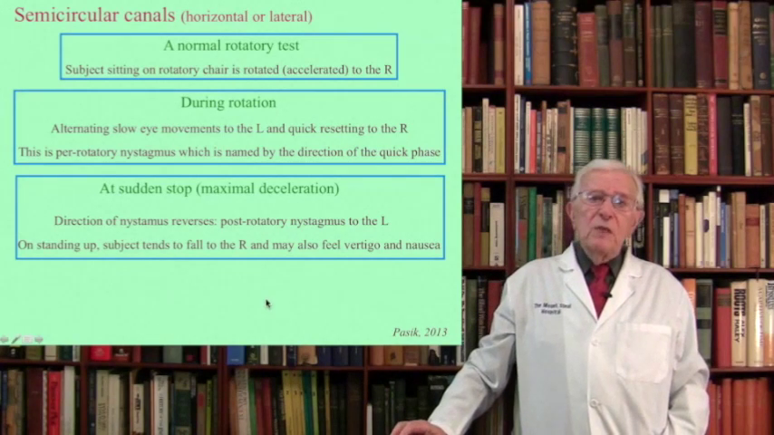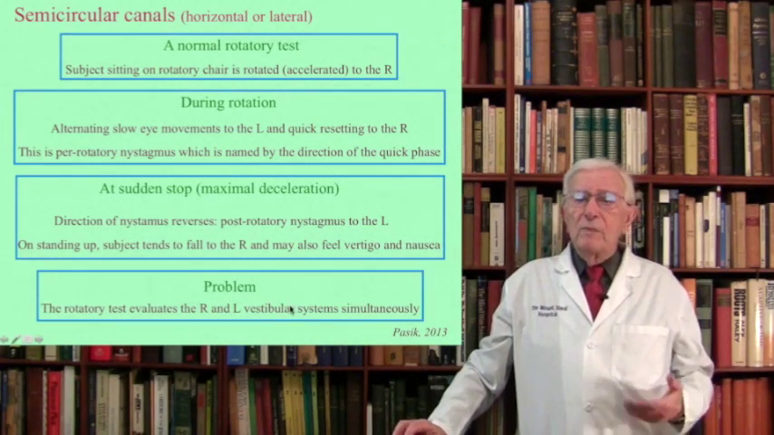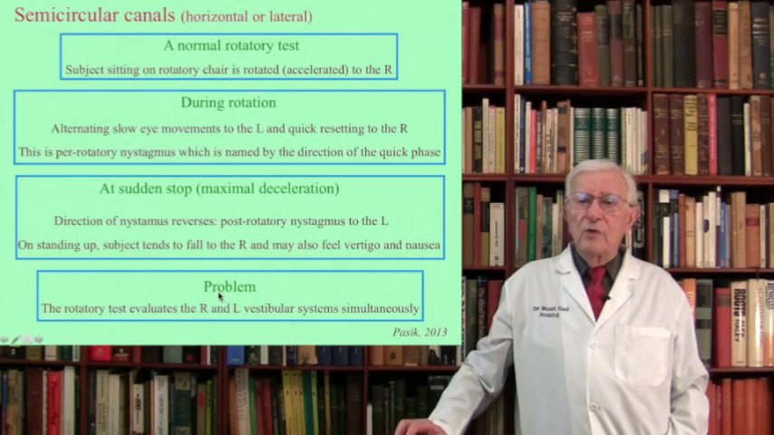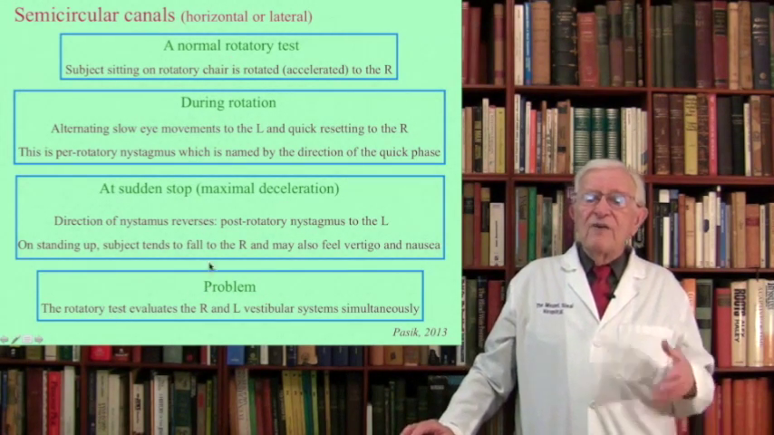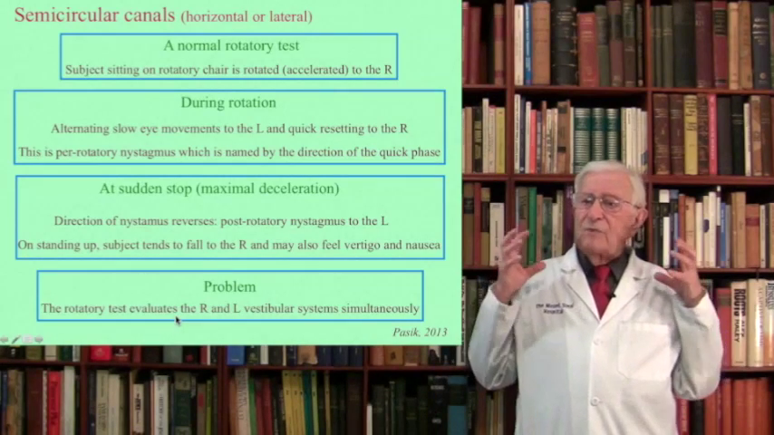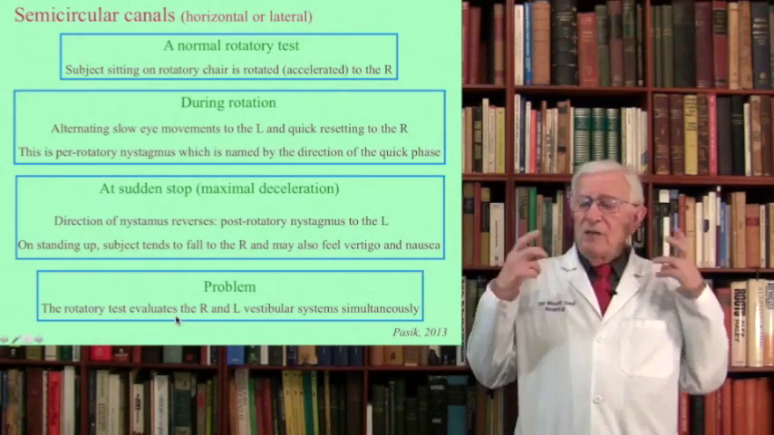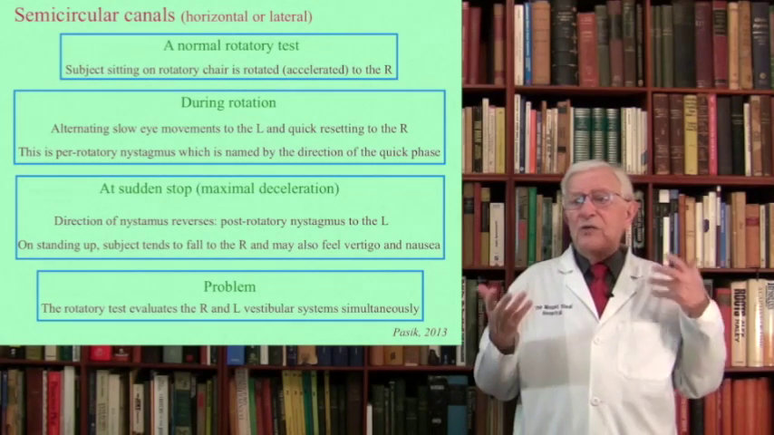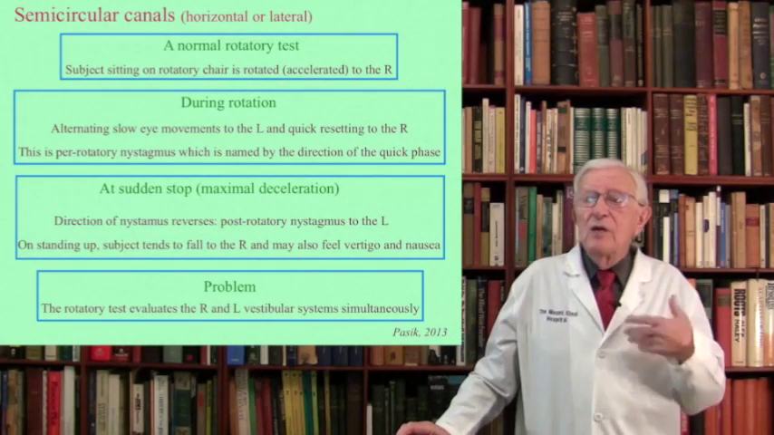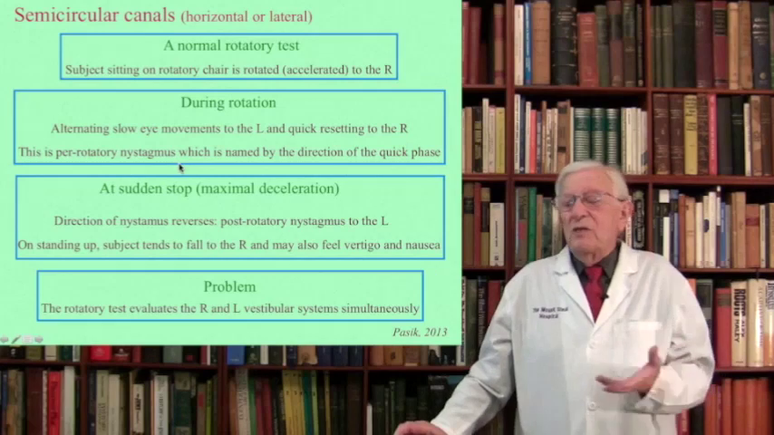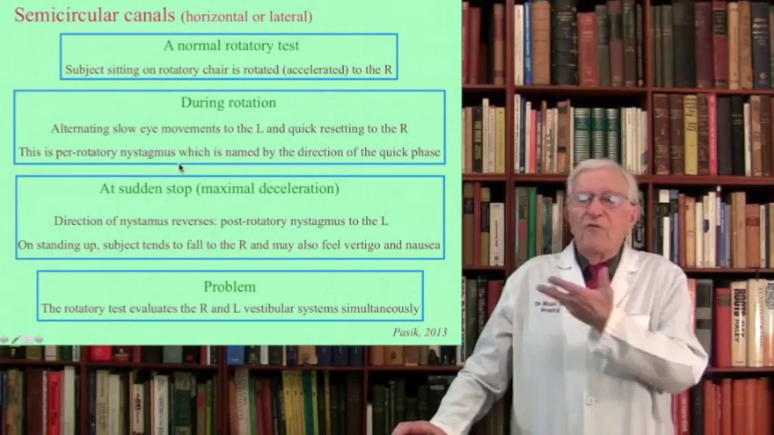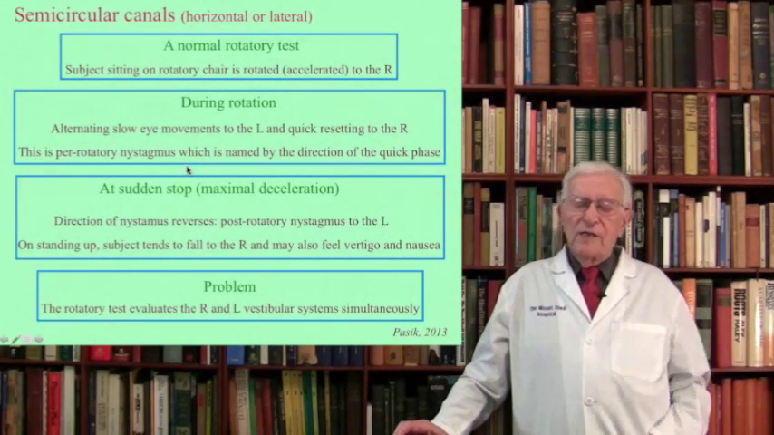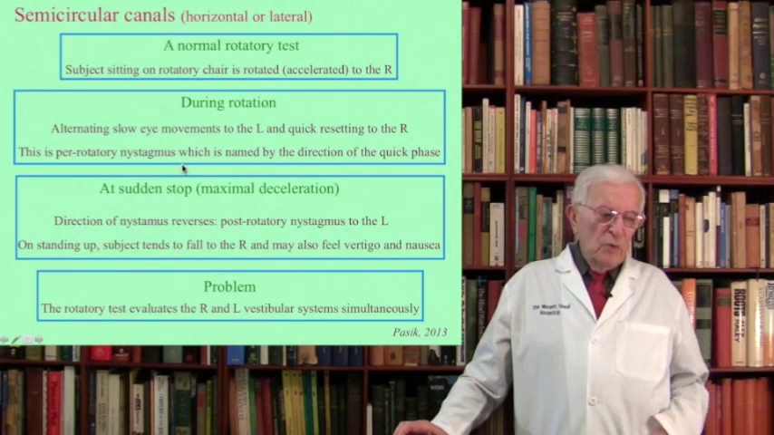Now, at this point, the problem with the rotatory test is that it evaluates both sides at the same time. But if you want to know a differential condition of one side or the other in the vestibular system, you cannot use the rotatory test, because it gives you the same result of excitation of one side, inhibition of the other, with the corresponding results.